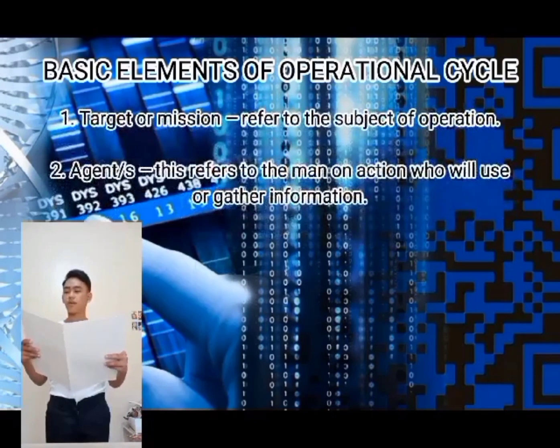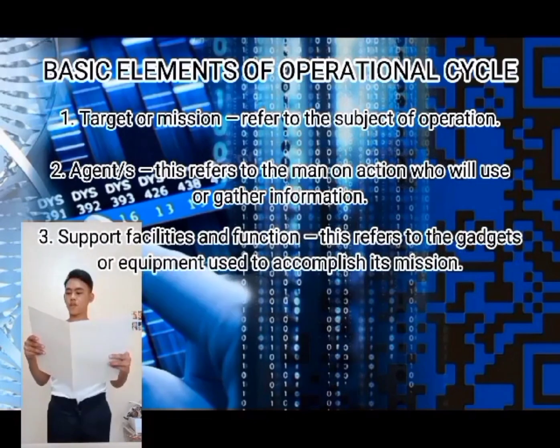1. Target or mission refers to the subjects of operation. For example, we have a bust operation, domestic violence, gang interaction, manhunt mission, and etc. 2. Agents. This refers to the men in action who will use or gather information. They are the agents who provide the information or carry out the operation.